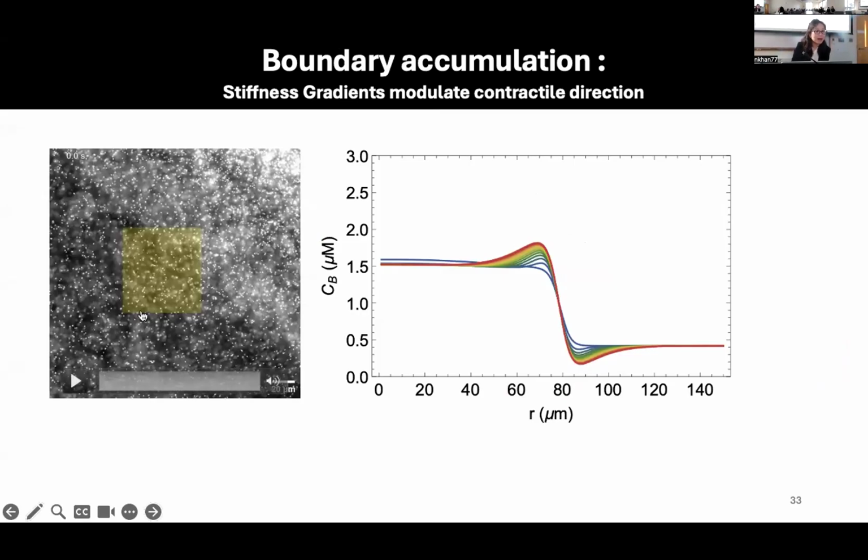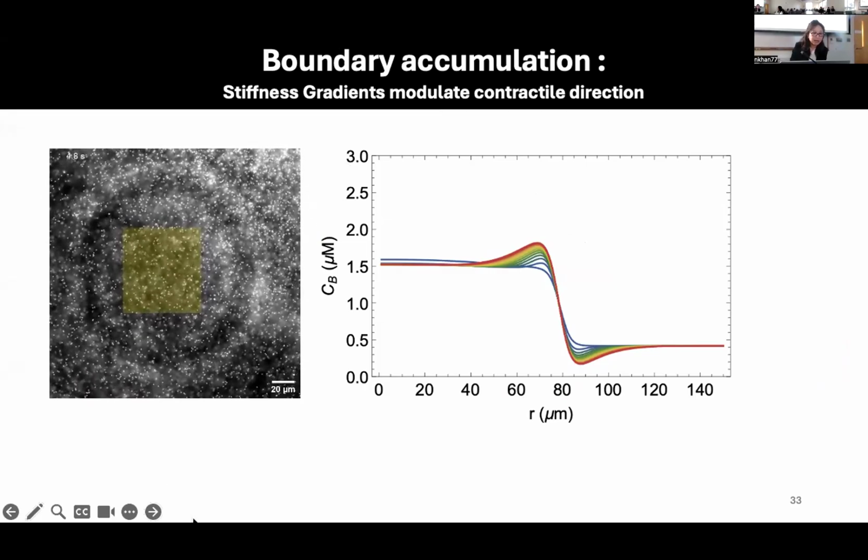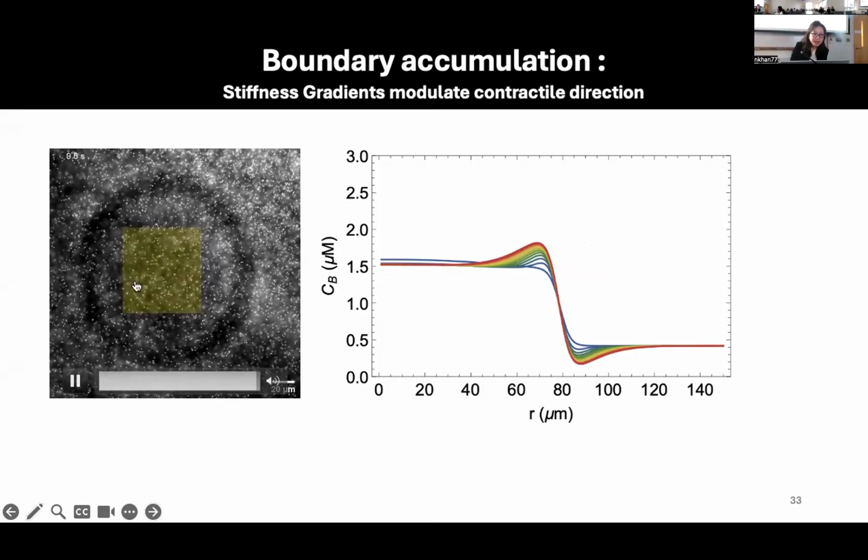I embedded the really small micron beads into the system, trying to visualize it. And what you're seeing here, if I play the video, active from the middle, along the boundary they have a huge accumulation, and then they have a dark region here. What it means is that if we look at the concentration, first they accumulate along the boundary, and then they have a drop here.